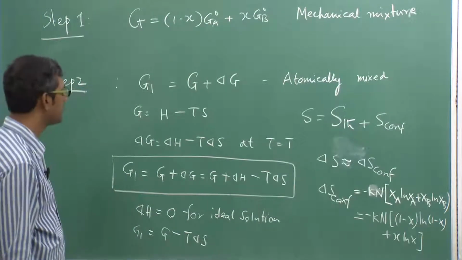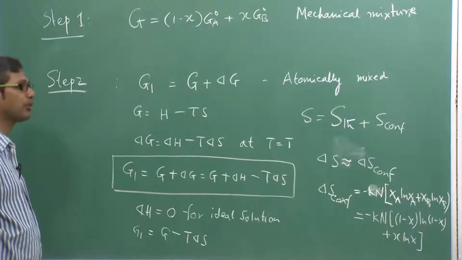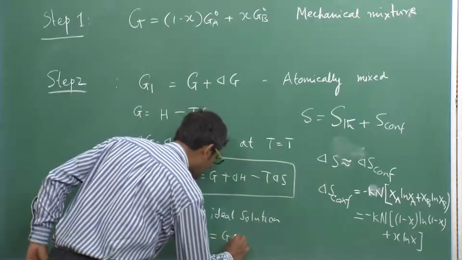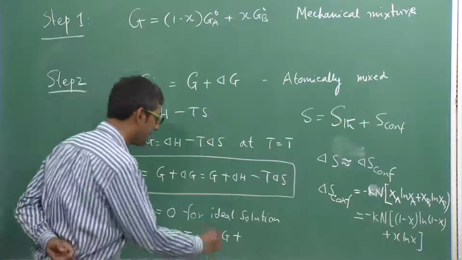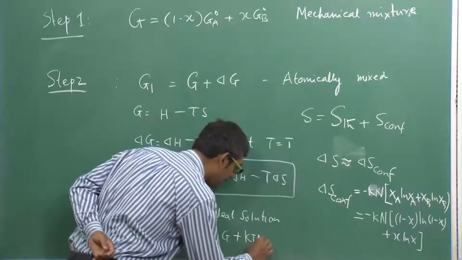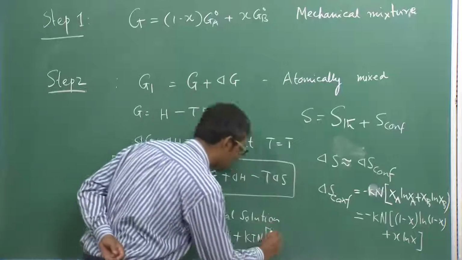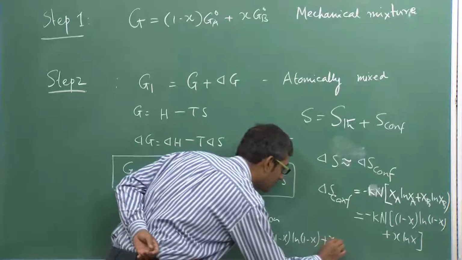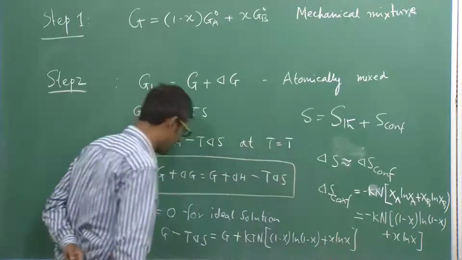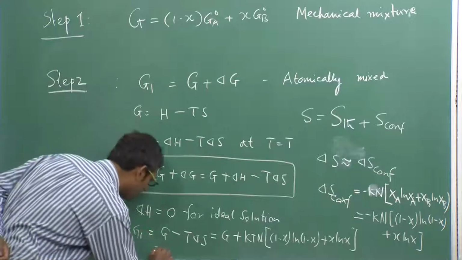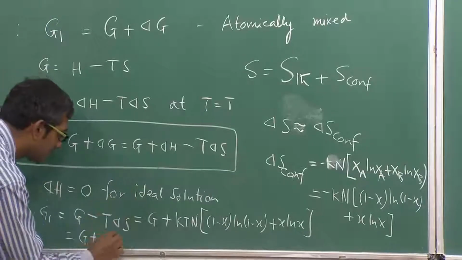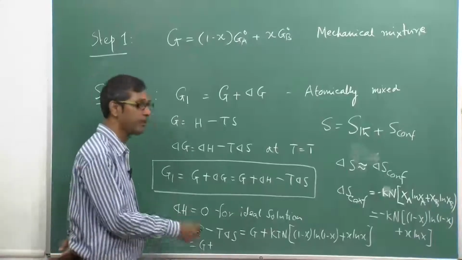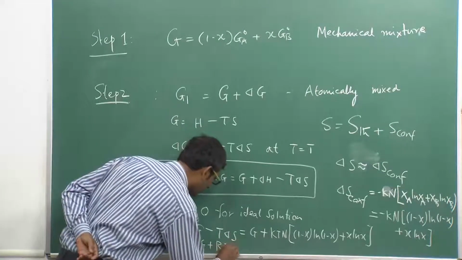I am just skipping it because it is in my phase diagram course, and it is also available in the books. So, then I can write that this is nothing but G plus kTN multiplied by that factor, (1 minus x) log of (1 minus x) plus x log of x. And that becomes G plus kN. If you multiply the Boltzmann constant with the Avogadro number, that becomes the gas constant. What is the gas constant?